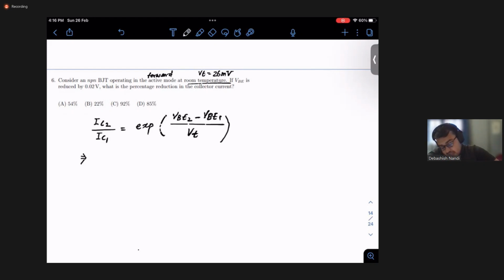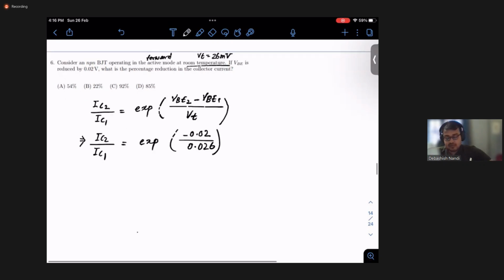So your VBE is reduced by 0.02 volt. So your IC2 by IC1 is equal to exponential of minus 0.02 by your VT, which is 0.026, 26 millivolt, right? So 0.02 divided by 0.026, exponential of that.